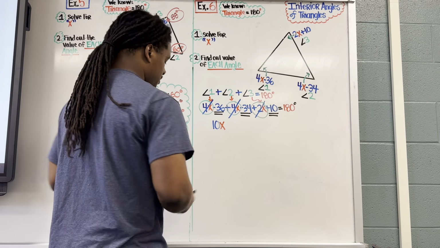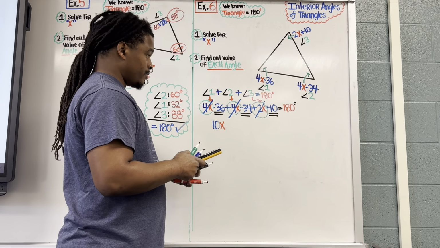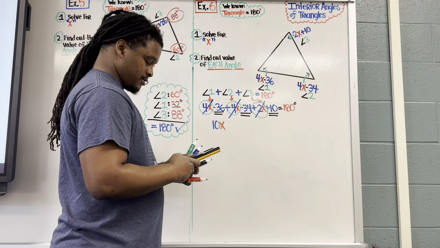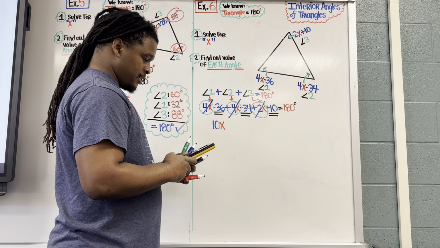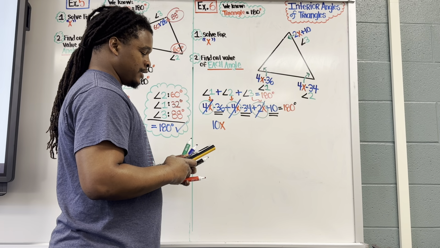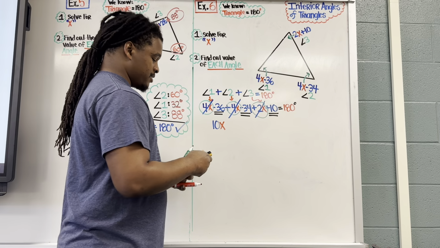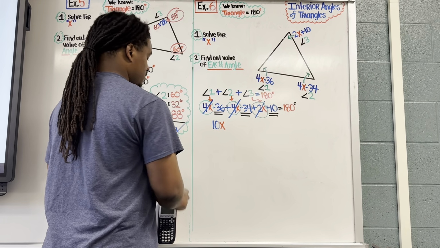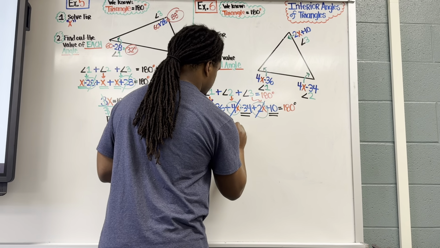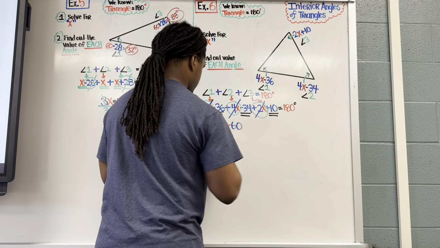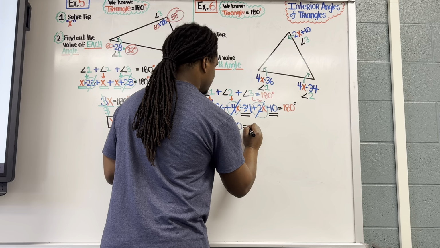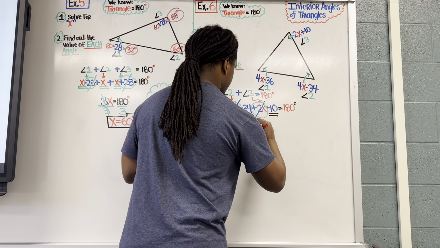Okay? I'm going to use my calculator. Negative 36 plus negative 34 plus 10 equals negative 60. I want to make sure, yep, that is correct. It equals negative 60. So that's going to be minus 60 equals 180, right?